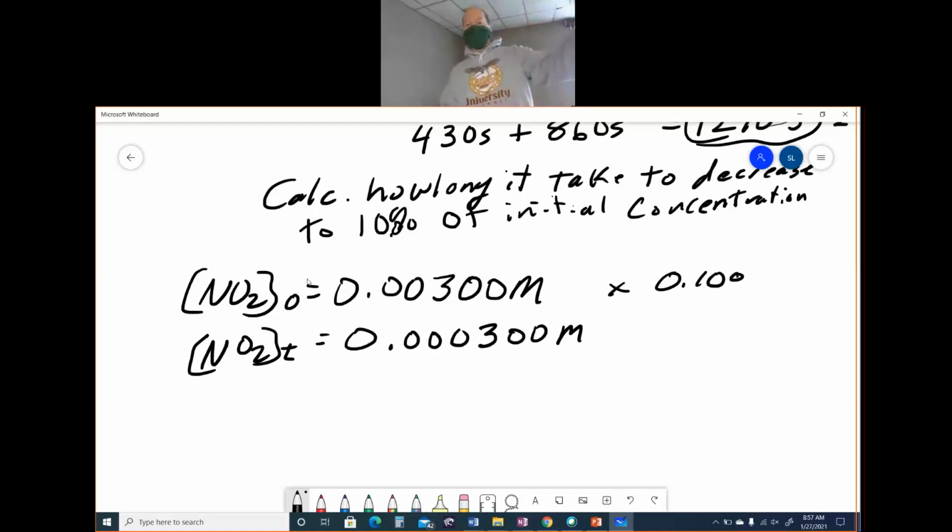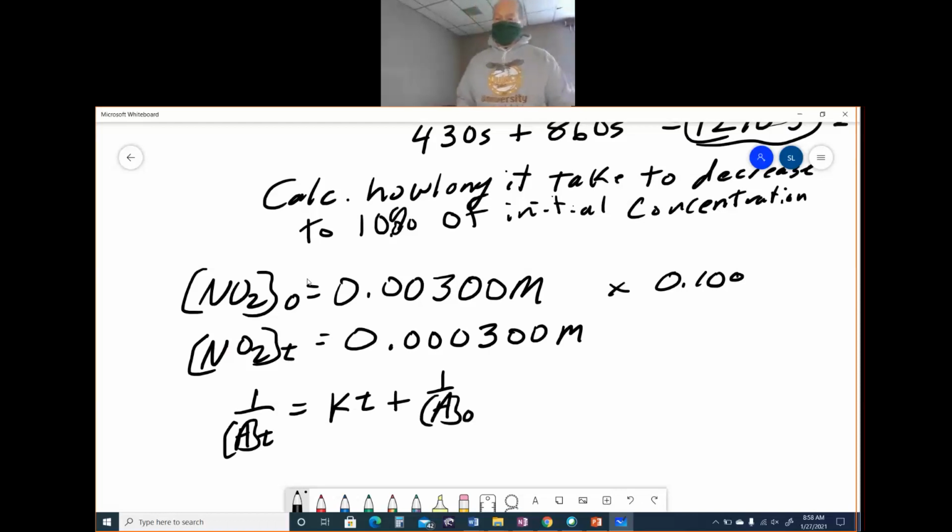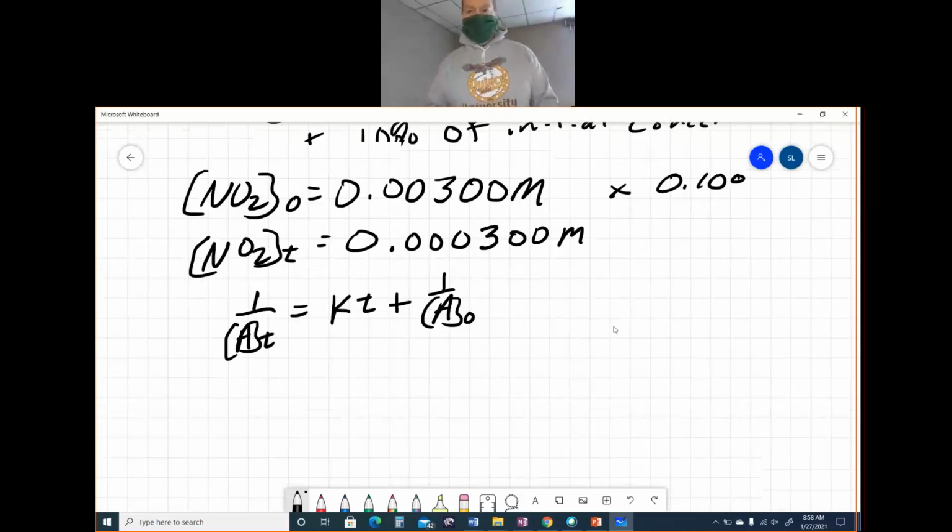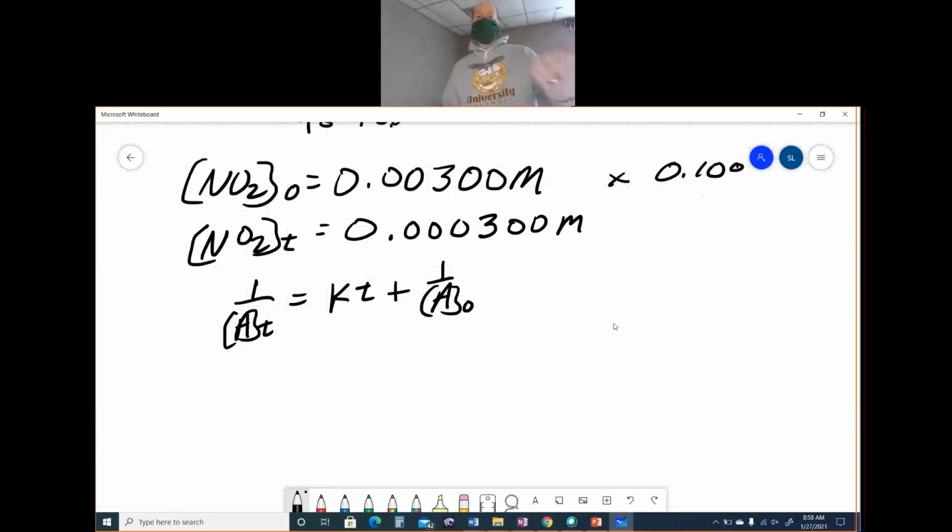So far we've only used the half-life equation. So now we have to use 1 over the concentration of A at time t is equal to kt plus 1 over the concentration of A initial, our second order integrated rate law. All right, and now we just plug in our numbers. And again, once you have your concentrations, you will always have one unknown. In this case, it was how long. Our unknown is the time.